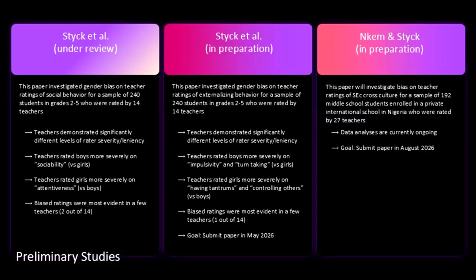And we found a similar pattern in terms of some items and some teachers when we were looking at externalizing behavior with this particular sample. So with impulsivity and turn taking, teachers tended to rate boys more severely on these things versus girls. And they tended to rate girls more severely on having tantrums and controlling or coercive behavior versus boys.